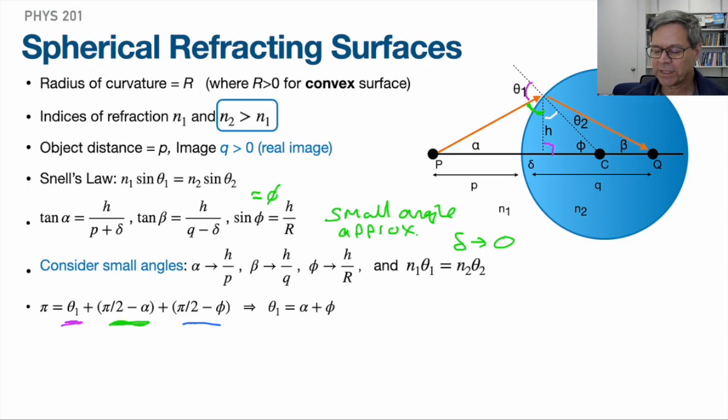Nice thing here is I can cancel the pi's because I have pi on the left, but I have pi over 2 plus pi over 2 on the right, and those cancel. So my relationship gets a little bit simpler. I just have theta 1 minus alpha minus phi equals 0. Or putting the alpha and phi on the other side of the equation, I just have theta 1 as alpha plus phi. So hopefully you see that. Just now working through some algebra after doing the geometry and trigonometry. So we have one relationship here for that angle of incidence theta 1 in terms of alpha and phi. Here was alpha, there was phi. But we're not done. We need some more relationships before we finish this off.